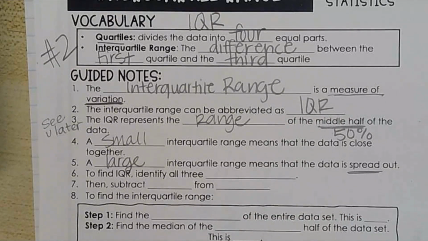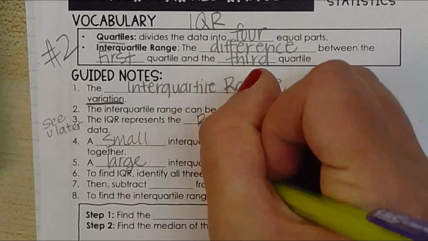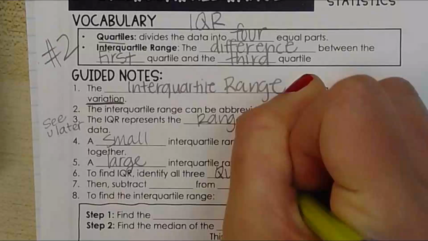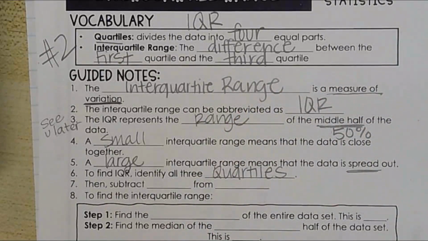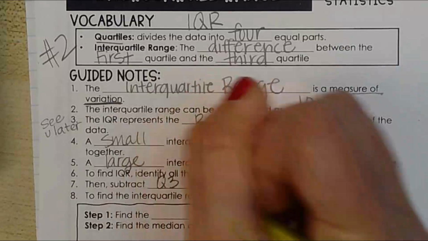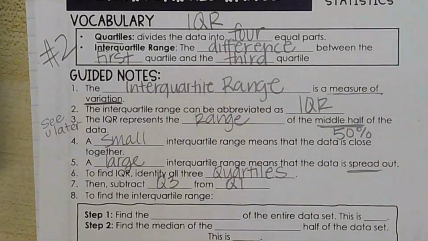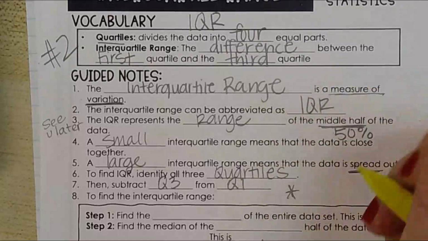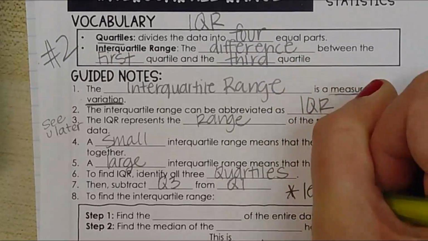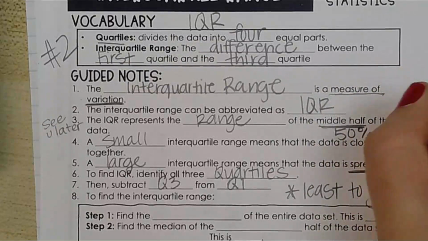Okay, so to find IQR, we have to identify all 3 quartiles. Now there are 4 quartiles, but we really just need to technically identify only 3. Then we subtract quartile 1 from quartile 3. Now, this is leading up to the steps of interquartile range. With any data set, what do I need you to make sure you put your numbers in order from? So let's add that note. They do not have it there. We're going to add that note. So, least to greatest.